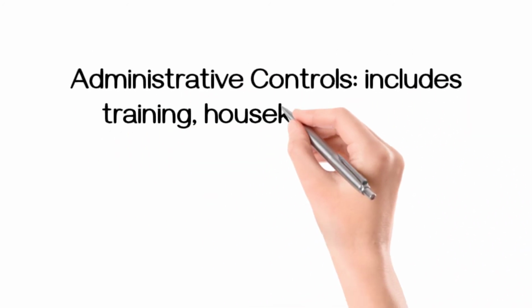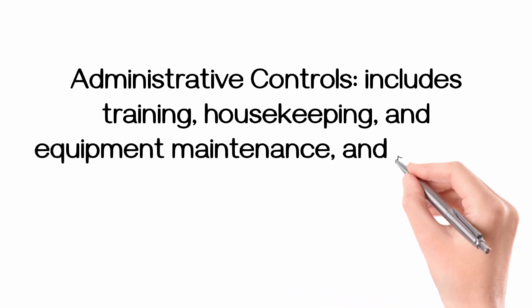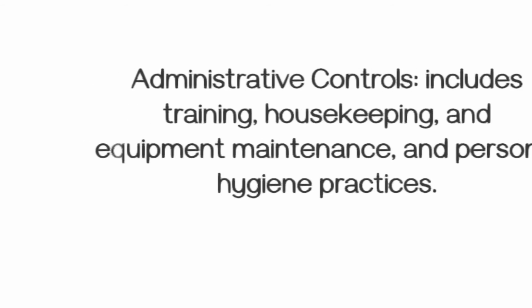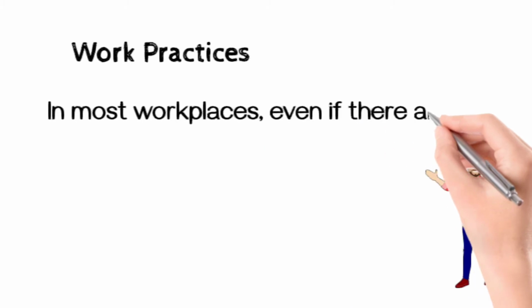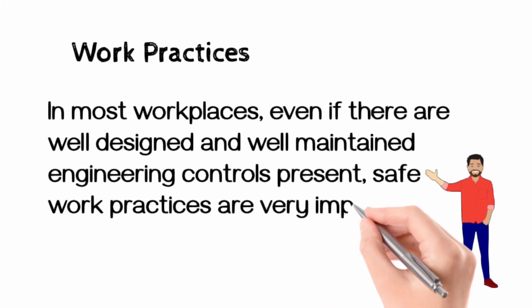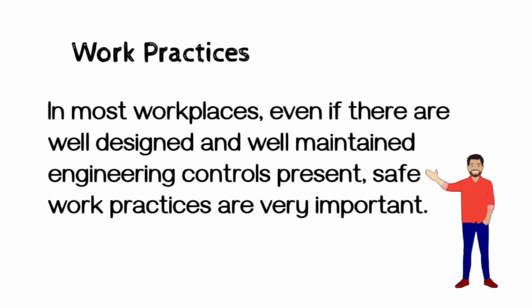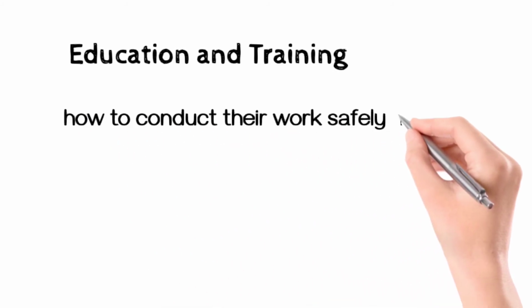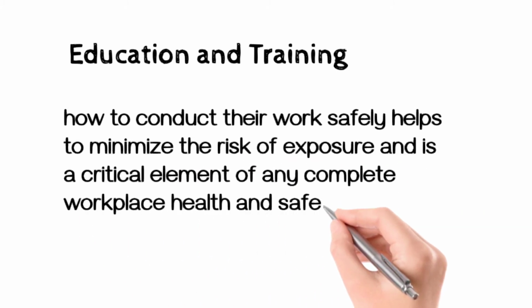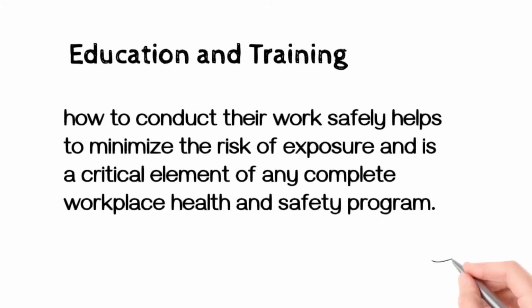Administrative controls include training, housekeeping and equipment maintenance, and personal hygiene practices. Work practices. In most workplaces, even if they are well designed and well maintained with engineering controls present, safe work practices are very important. Education and training on how to conduct their work safely helps to minimize the risk of exposure and is a critical element of a complete workplace health and safety program.